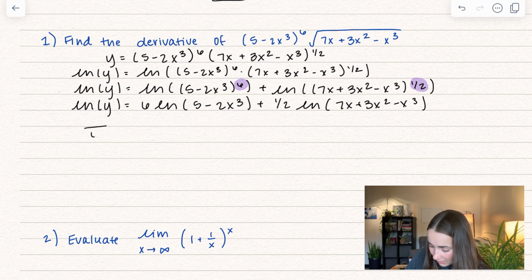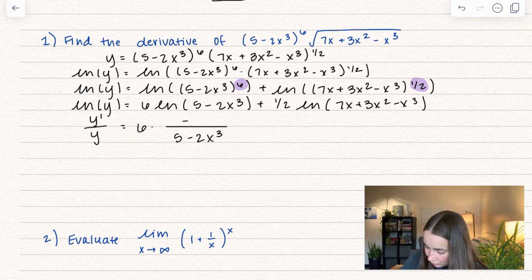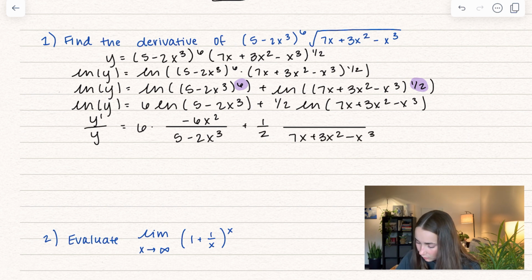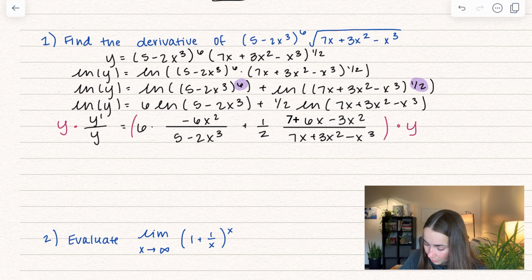So on this left side, we have y in the denominator and y prime in the numerator. And this is equal to 6 times, and we're going to keep doing that same thing. So whatever is inside the logarithm goes on the bottom, and the derivative goes on the top. And then we get plus 1/2. And again, we have another fraction, so we get 7x plus 3x squared minus x cubed, and in the numerator, we get what? 6x minus 3x squared. So of course, we're going to multiply this y over because we want to get the y prime all by itself.